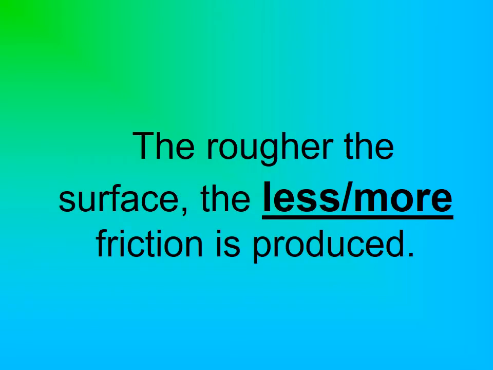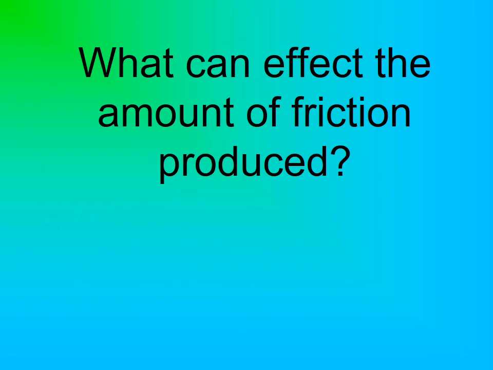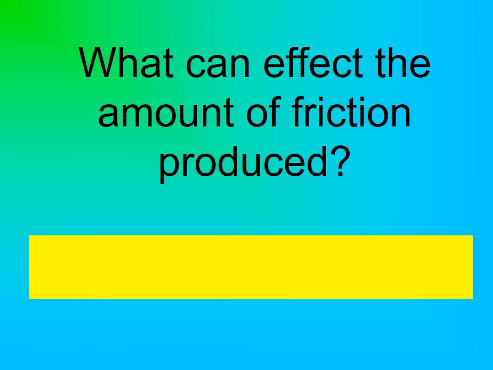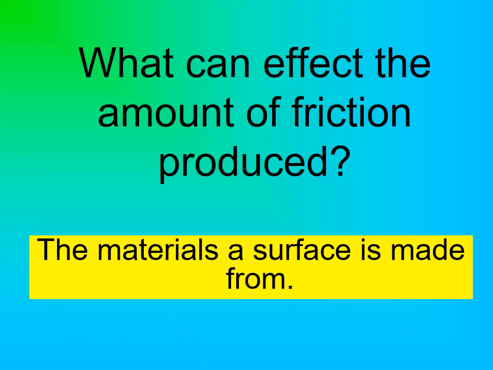The rougher the surface, the more friction. What can affect the amount of friction produced? The materials a surface is made from. Can we think of a material that produces very, very little friction? Ice.